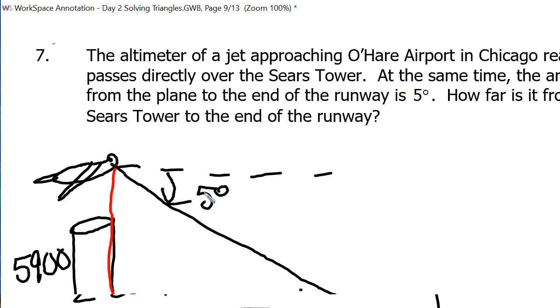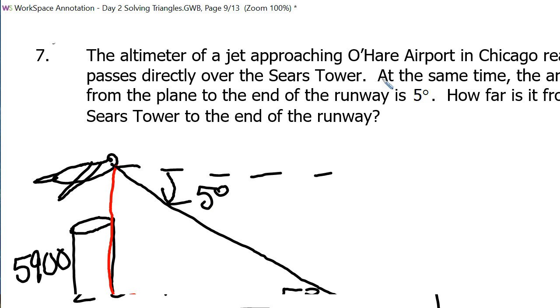Why is this one also 5 degrees? These two lines are parallel. They're being cut by a transversal. And these are called alternate interior angles, right? And we know that alternate interior angles of parallel lines are what? Congruent. Some of those postulates are coming back from geometry, right? Yep. Now, what do they want us to solve?